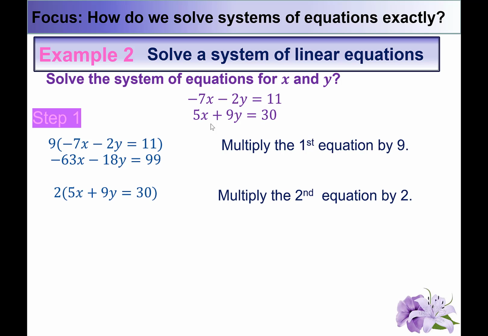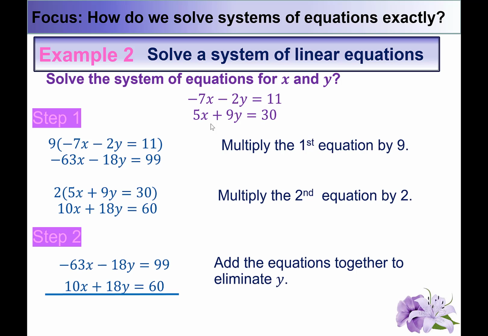For the second equation, I need to multiply by 2. So we're going to get 10x plus 18y equals 60. Now that the coefficients of y's are additive inverses of each other, when we add the equations together, the y terms are eliminated. Divide both sides by negative 53, and we get x equals negative 3.